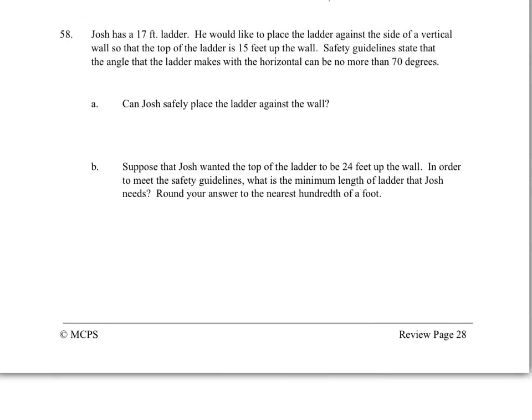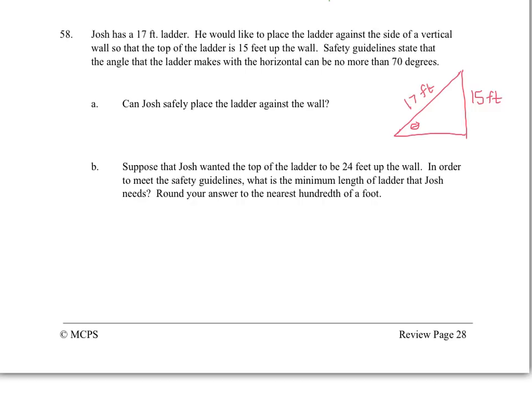Question 58 is a similar type of question. So Josh has a 17-foot ladder. When you get word problems that don't have diagrams, I highly recommend that you draw a picture. So Josh has a 17-foot ladder that he places against the side of a vertical wall. So the top of the ladder is 15 feet up the wall. So we know that my ladder is reaching a height of 15 feet. Safety guidelines state that the angle that the ladder makes with the horizontal can be no more than 70 degrees. So my theta can be no more than 70 degrees. Can Josh safely place the ladder against the wall?